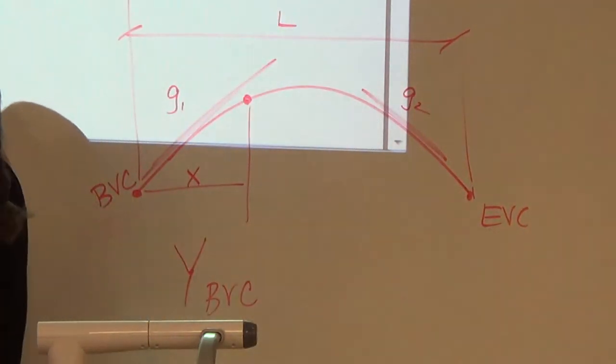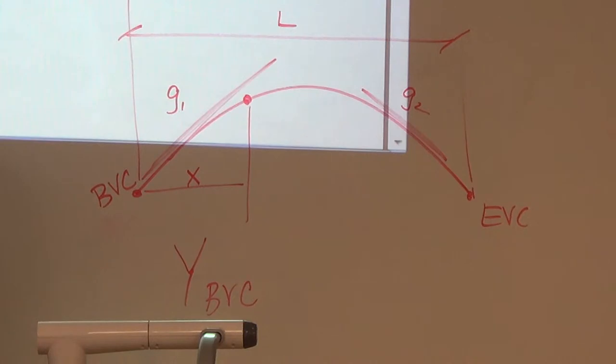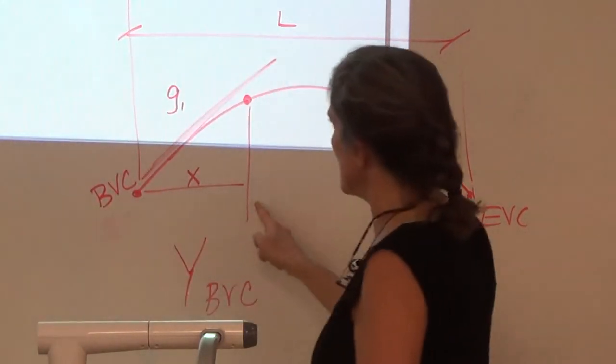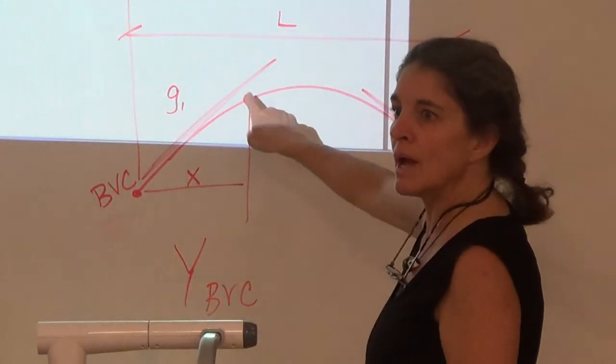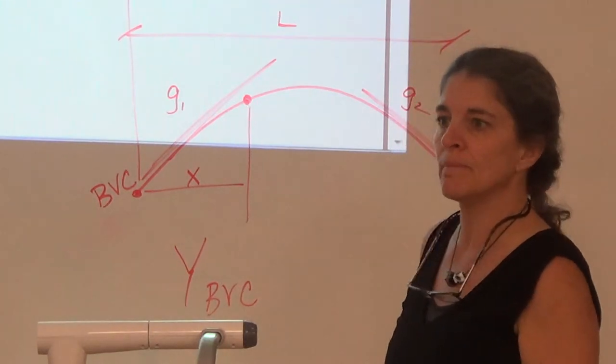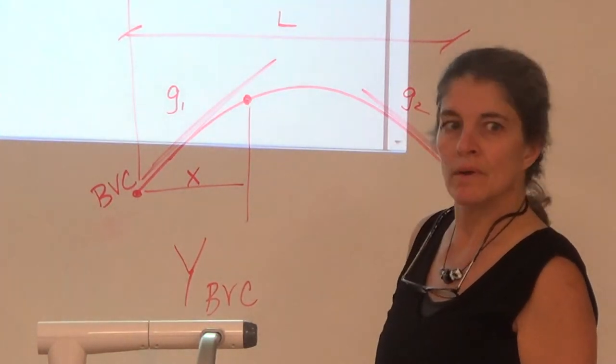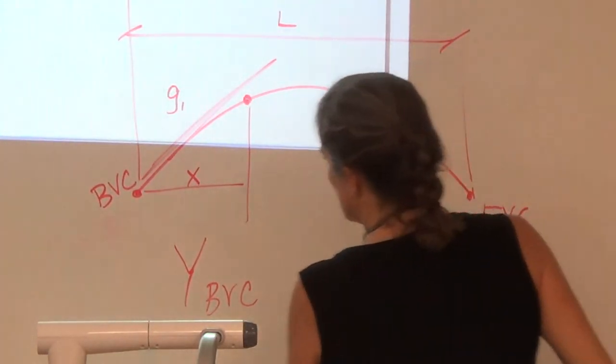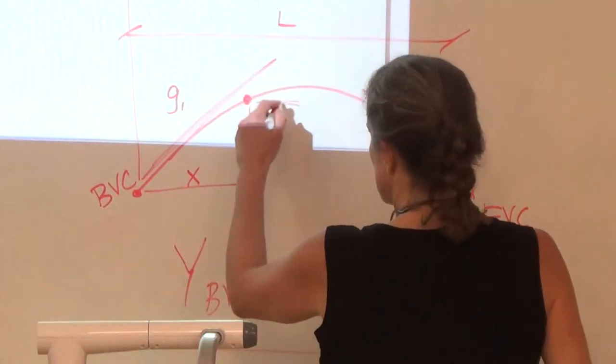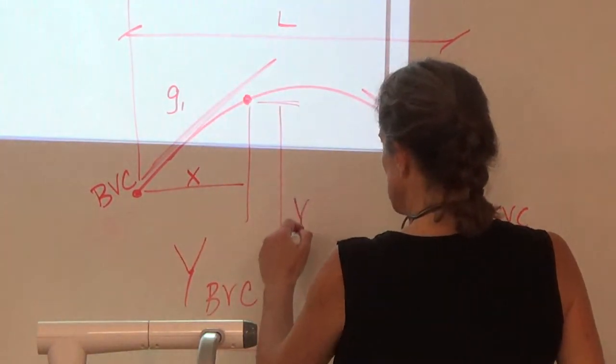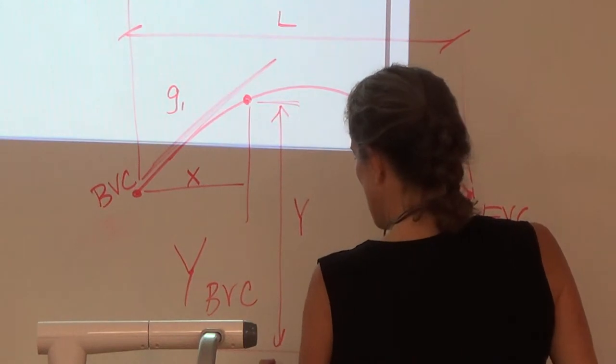I put R over 2. I know G1. How do I get X? X is the horizontal distance to the point in question. I can find the elevation of any point. Got it? And the elevation at any point is this distance to the datum.